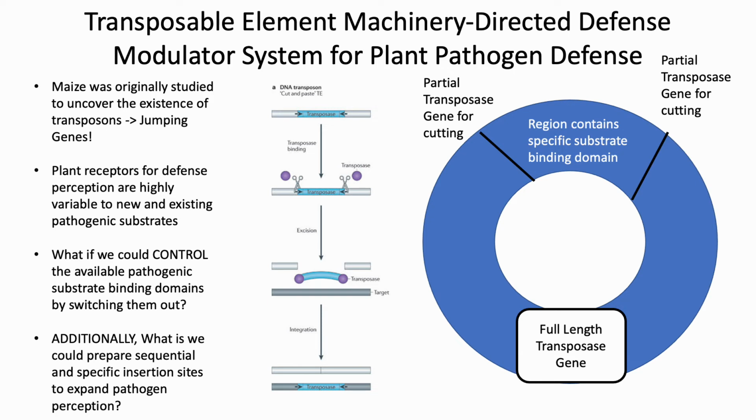What if we could use something like this on the right, where we have, for example, a circular plasmid that encodes both partial transposase gene cutting regions as well as the region that contains a specific substrate binding domain and a full-length transposase to make the cutting protein. Altogether, with specific regions that can be recognized by the transposase that also exist in the partial transposase gene cutting region, could we switch and move and add new specific substrate binding domains to our existing plant pathogen perception receptors?